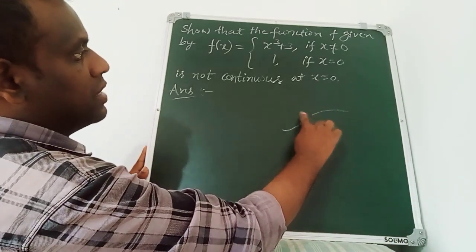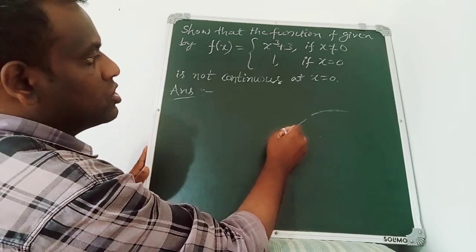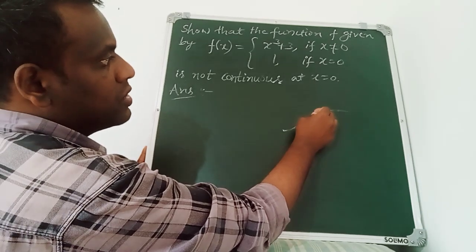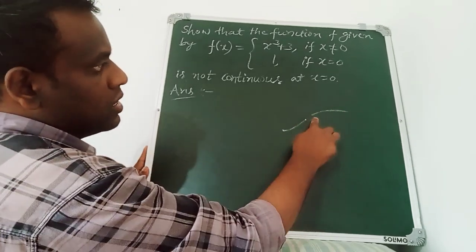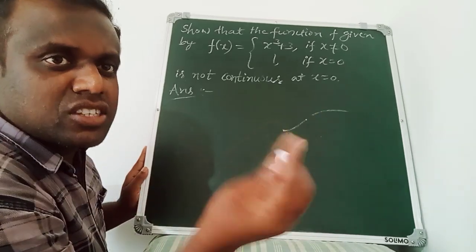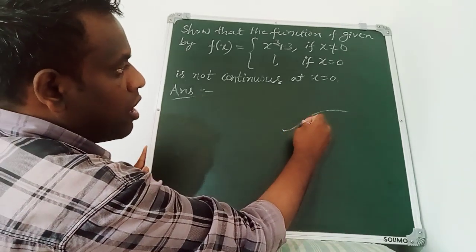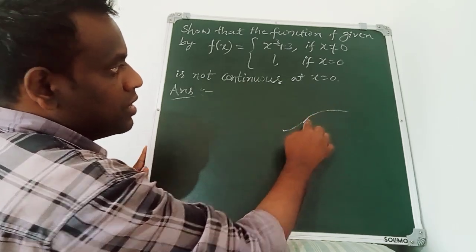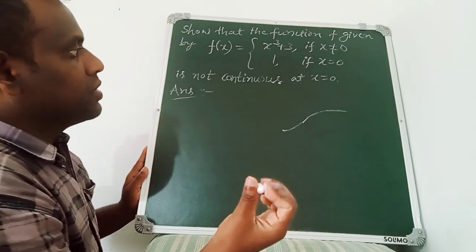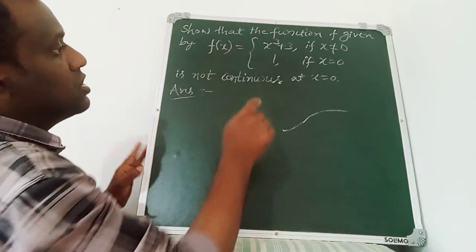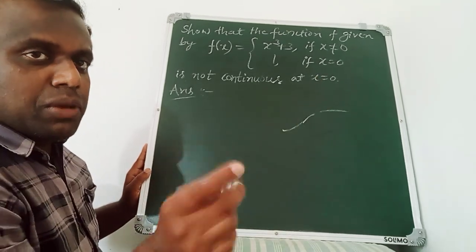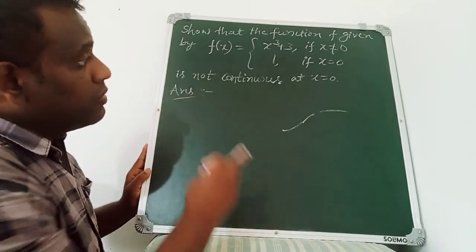For example, here a gap is there. The function starts from here, it will come till here. Then there is a gap. It will start from here, again it will move like this. If there is a gap like this, then the function is not continuous. If there is no gap, then the function is continuous. So that is the meaning of continuous and not continuous. Now we have to show this function is not continuous. That means there is a gap. That we have to show.